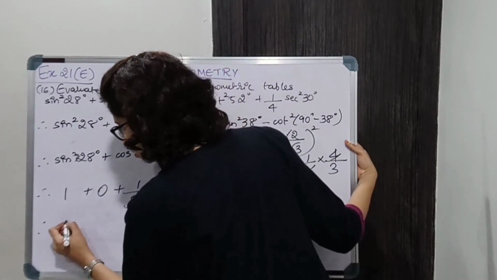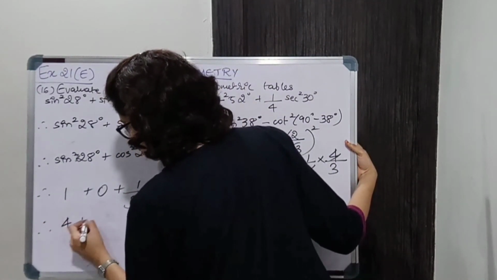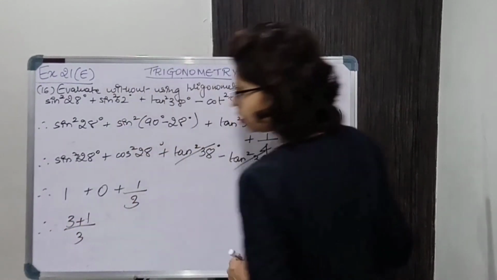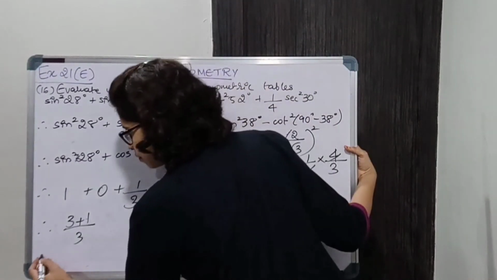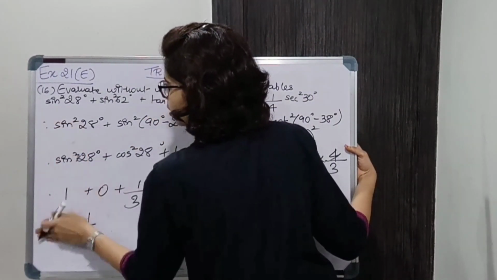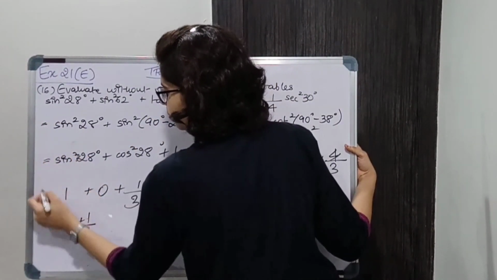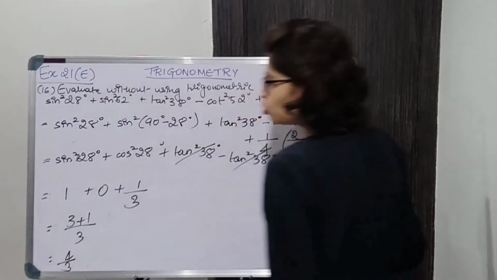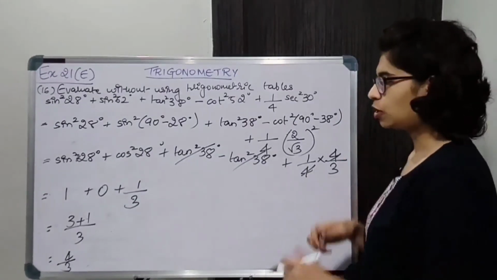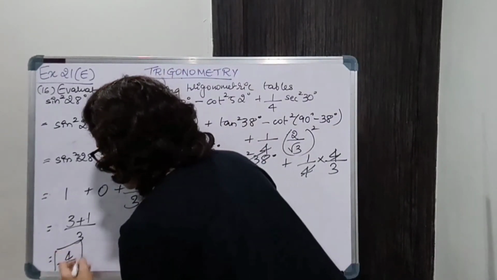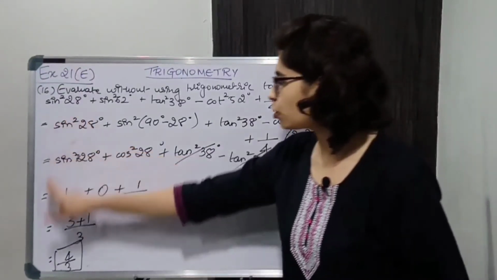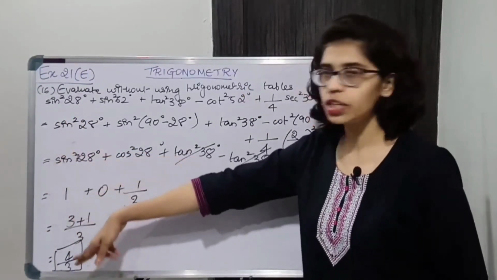So it will become 3 plus 1 upon 3, which is equal to 4 upon 3. So this is the final answer. Please make sure you write equal to. By mistake I wrote therefore over there.